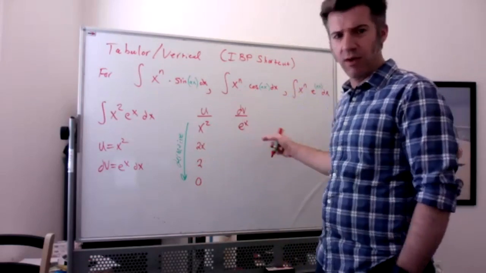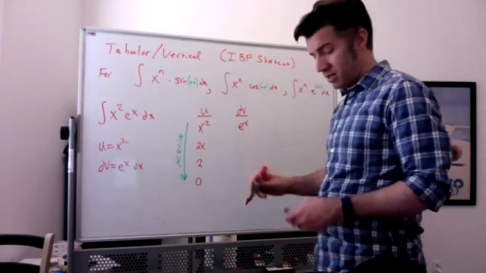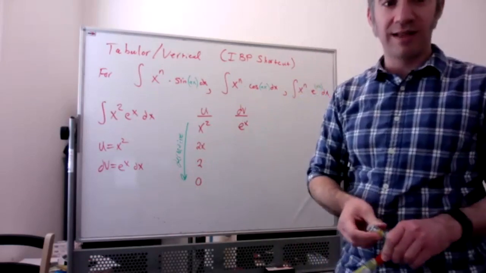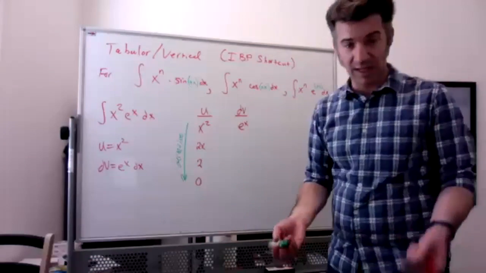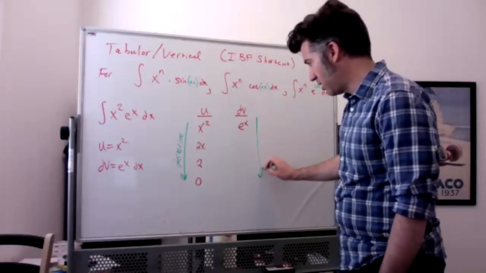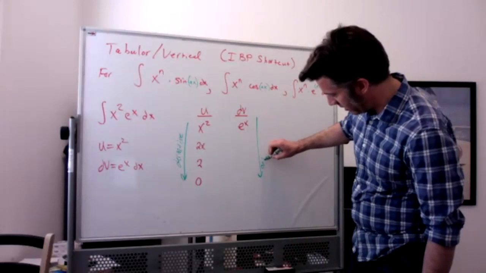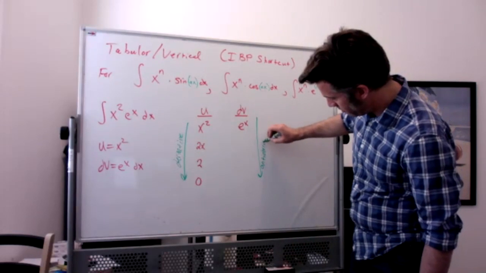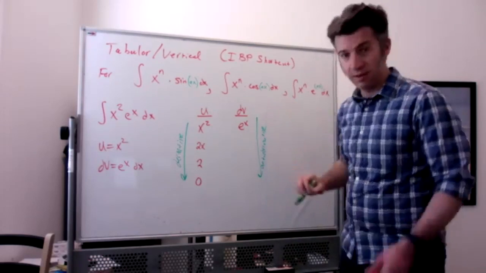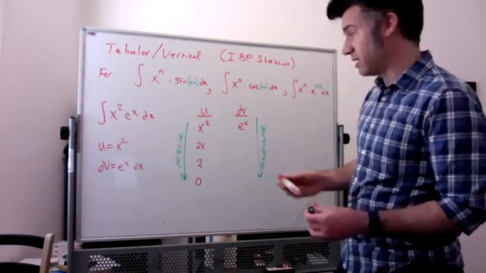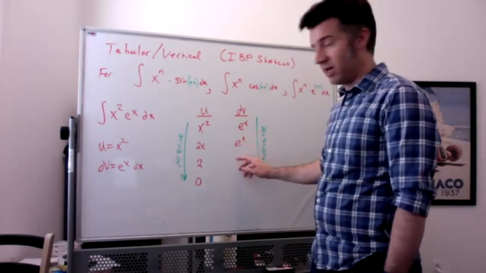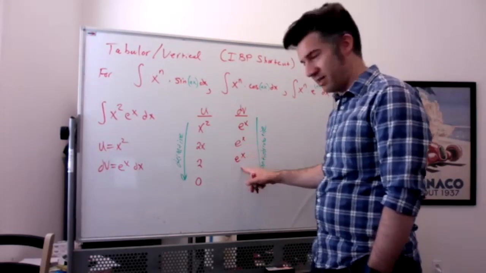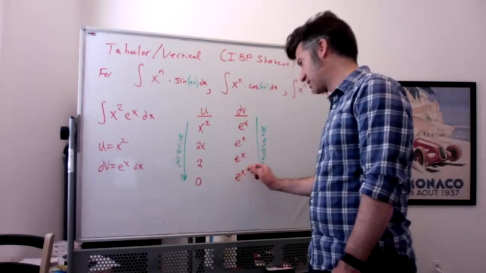Sorry, enough rows. And then on this other side, and I know it's not going to seem very obvious here because the derivative and the antiderivative of x are the same. But on the dv side, you're going to do the antiderivative the same number of times. So the antiderivative of e to the x is e to the x. The antiderivative of e to the x is e to the x. The antiderivative of e to the x is e to the x.